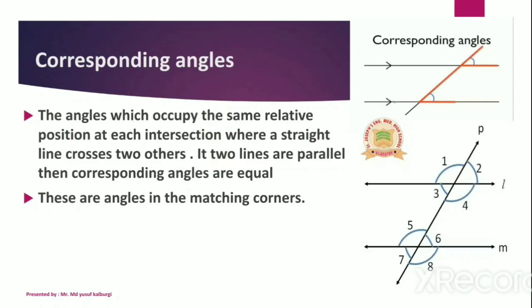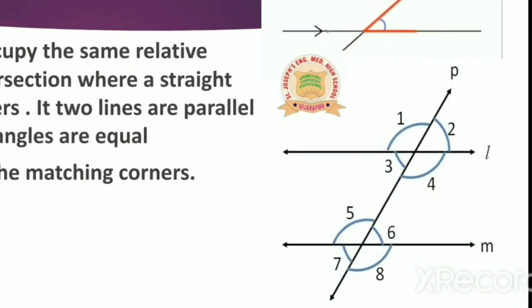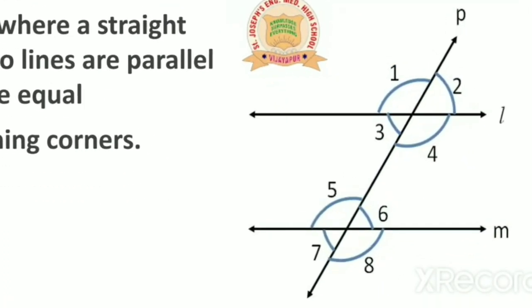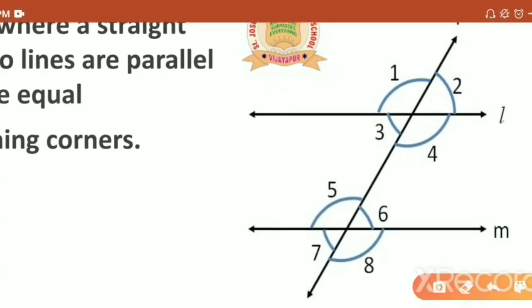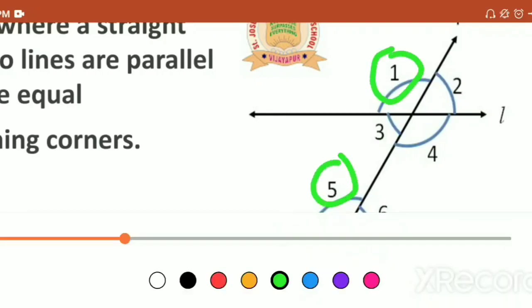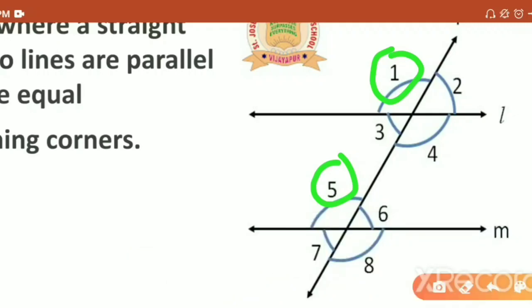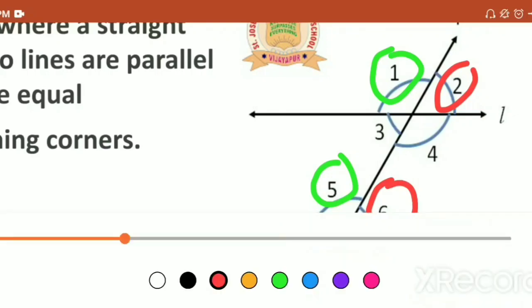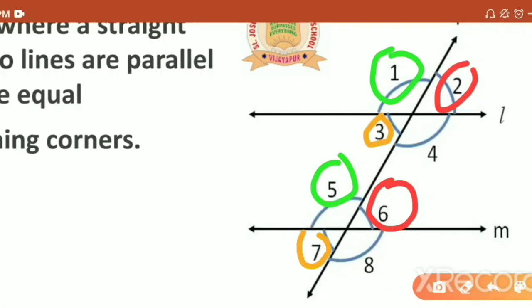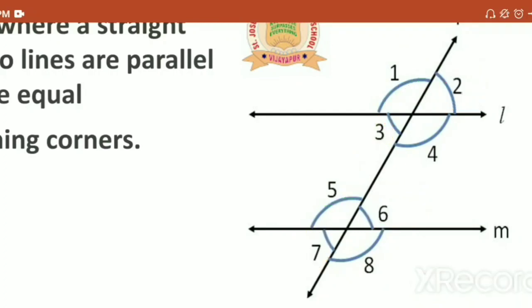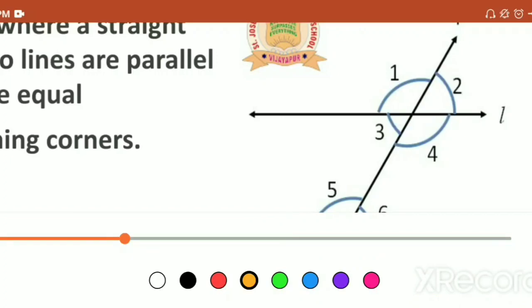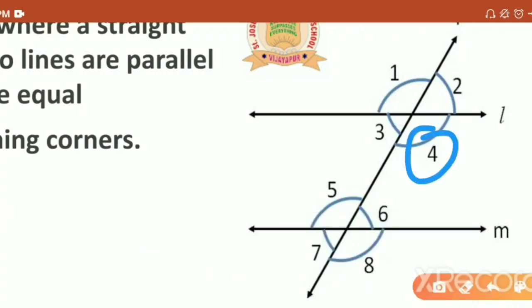Next, you can see this figure. Here, can you identify the matching corners? Let us identify them one by one. Which is the matching corner for angle 1? For angle 1, the matching corner is angle 5. For angle 2, angle 6 is the matching corner. For angle 3, the matching corner is angle 7. For angle 4, the matching corner is angle 8.